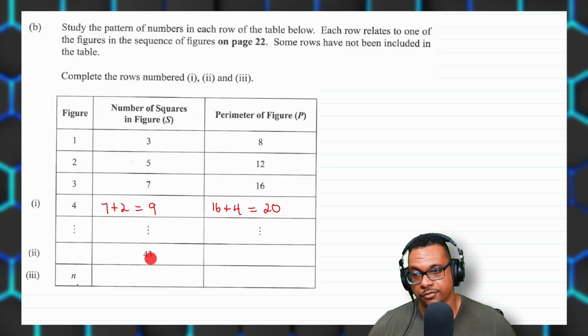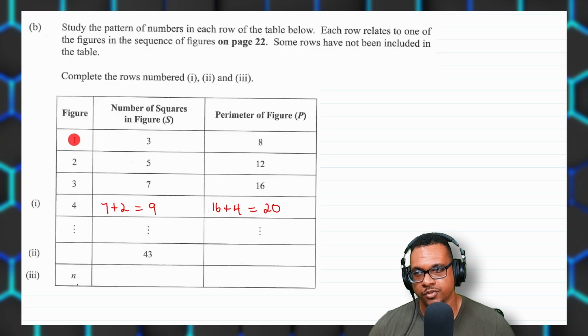Now, when it comes to part 2, where we had to figure out, if the number of squares in the figure is 43, what should this figure number be? And of course, what the perimeter should be here. I prefer to work out the nth term first, and then come back and work part 2. So let's figure out the formula for the nth term, when the figure number is n.